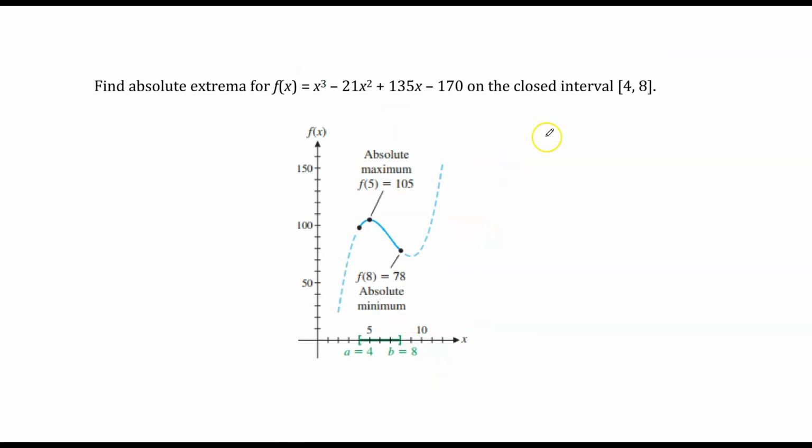Now, moreover, if you change the closed interval to [4, 8], this will now be the graph of the function. As you notice here, this point is the absolute maximum. That is the highest point on the graph on this closed interval. While this point, which is at the endpoint of the closed interval, is the lowest point of the function. So this is the absolute minimum of this function on the closed interval [4, 8].